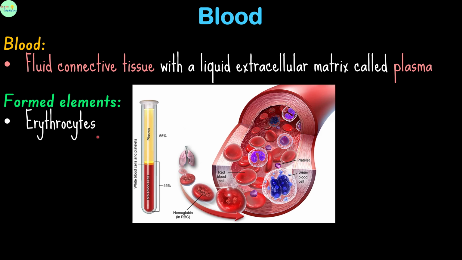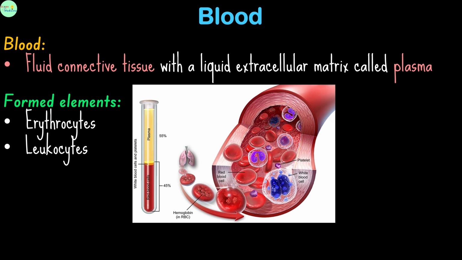The formed elements include erythrocytes, which are red blood cells responsible for oxygen transport from the lungs to the peripheral tissues and carbon dioxide transport from the tissues back to the lungs for elimination. Erythrocytes are unique among body cells in that they lack nuclei, mitochondria, and ribosomes in their mature form, allowing maximum space for hemoglobin, the iron-containing protein that reversibly binds oxygen.